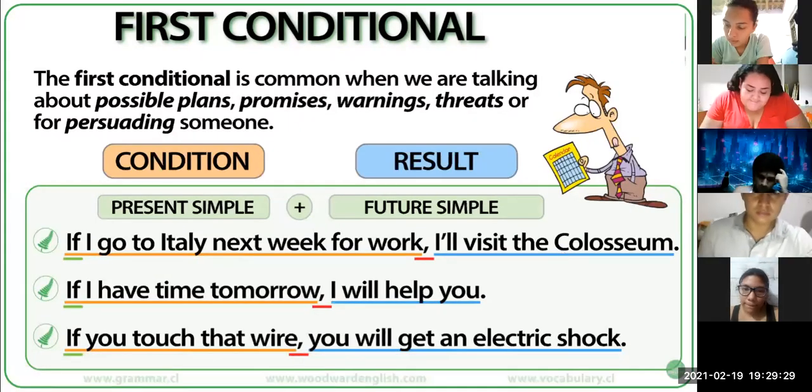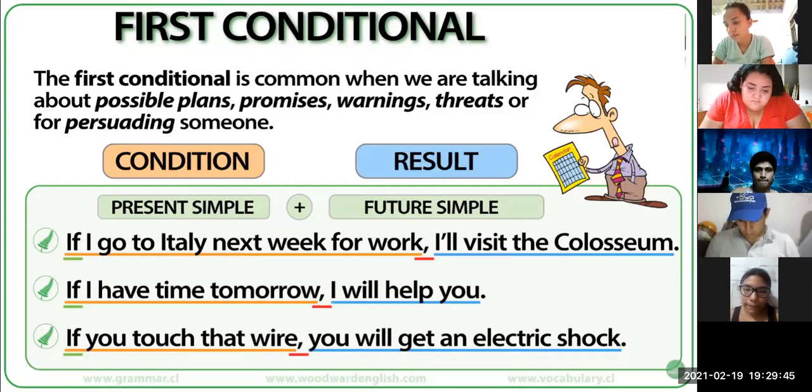Start with Fatima. Do you have a sentence, please? If I learn to play the piano, I will sing too. I would be able to sing well. Okay. If I learn to play the piano, I will sing too.